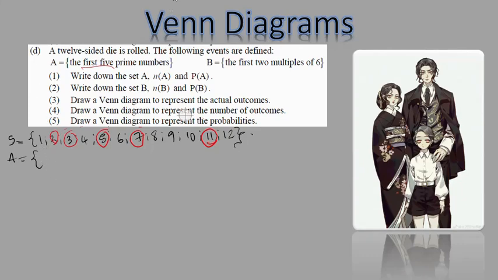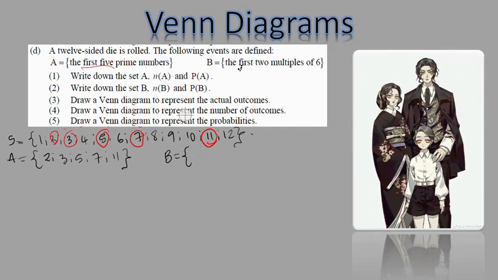So here, what do we have? I write them down: 2, 3, 5, 7, 11. That's 1, 2, 3, 4, 5. Yes. And then event B. Now I write event B in set notation.